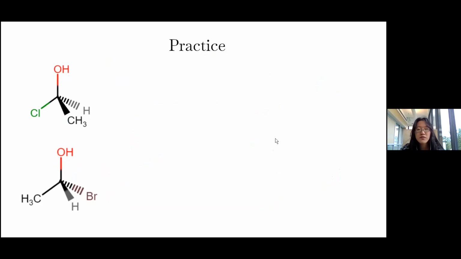Okay, I'm just going to move on. So I'm going to go over some practice of how to name stereocenters, because that's a very important tool in organic chemistry. So let's just look at this first molecule. Once again, this is the easy situation where hydrogen is in the back. So can anyone try to name this molecule, or just identify if it's R or S?